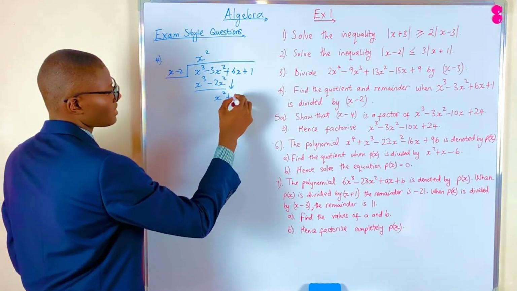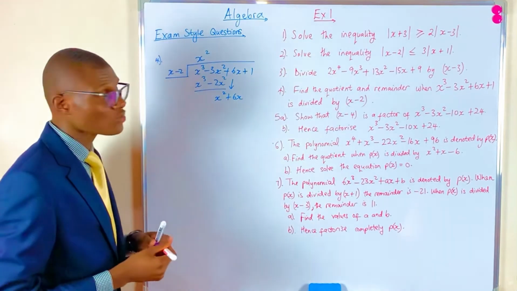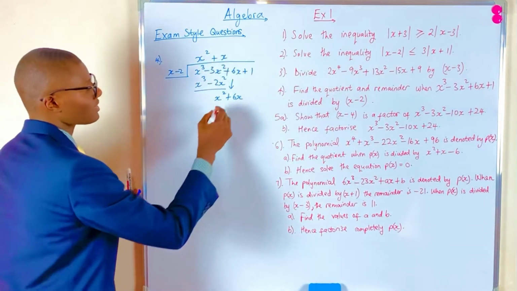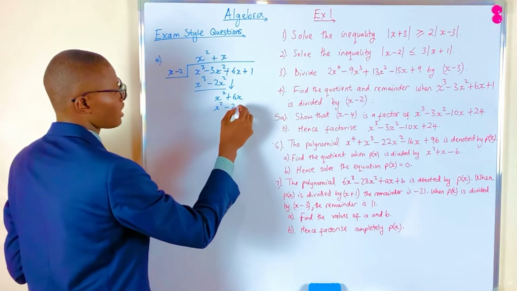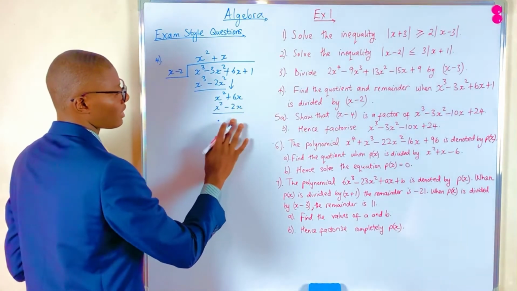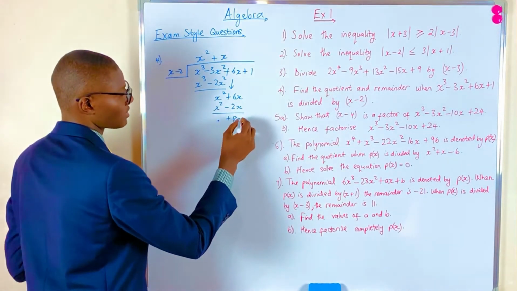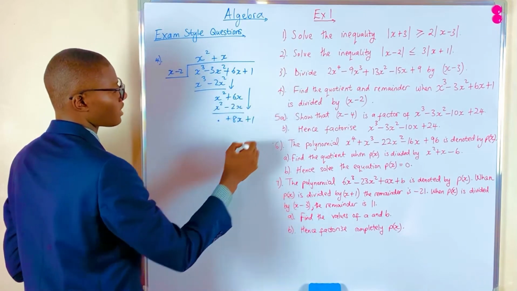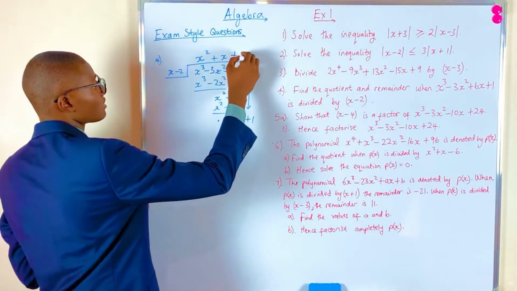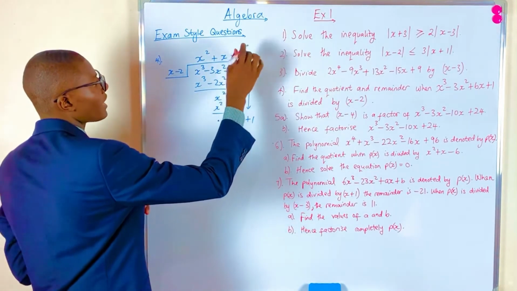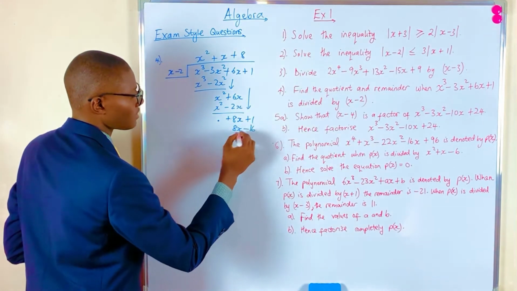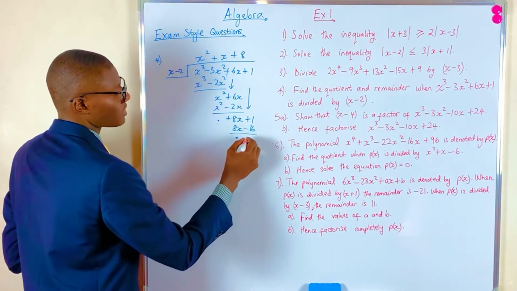We drop the plus 6x. Then x into x squared, we get a positive x. Then x multiplying the divisor, we get x squared minus 2x. Then if we subtract, here we get a 0. Here we get a positive 8x. Then we drop the positive 1 here as well. Then x into 8x, we get a positive 8. Then 8 multiplying the divisor x minus 2, we get 8x minus 16. Then subtracting here, we get a 0.